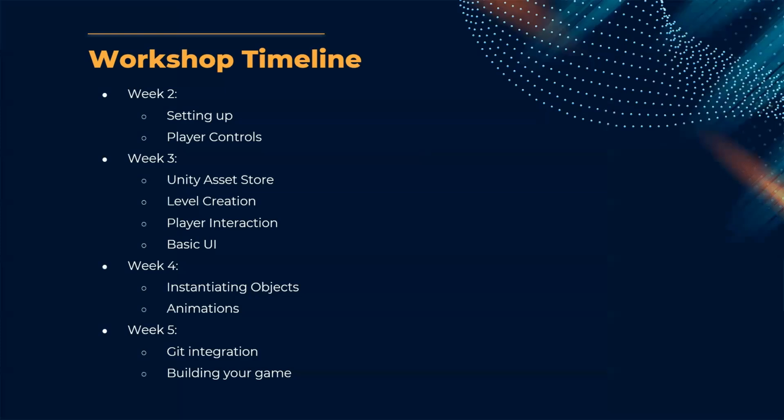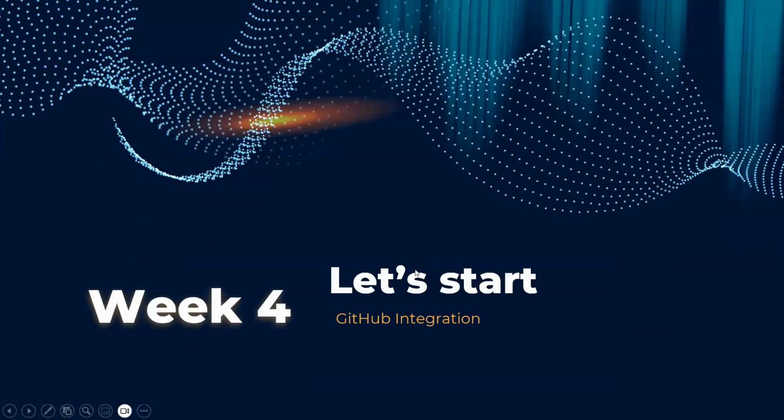So this is the final workshop for GameStart, and for today's workshop, we'll be going through how you can integrate Git for version control, as well as to collaborate with other developers in Unity, as well as to build your game and then publish it or put it on the itch.io website. So without further ado, let's get started. We'll start with Git or GitHub integration.